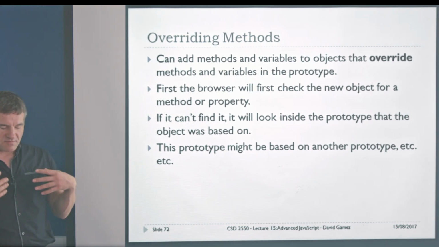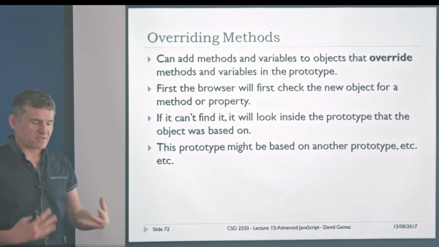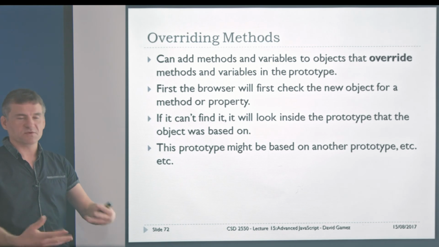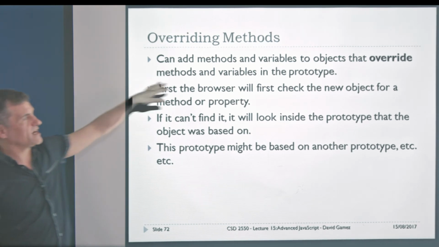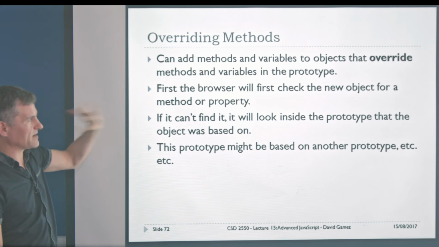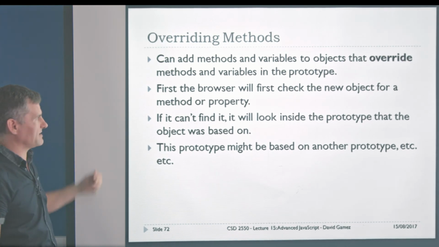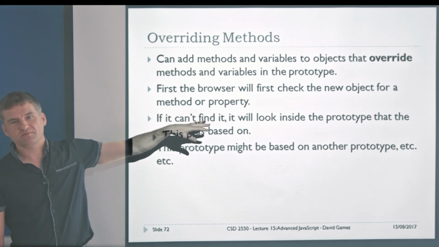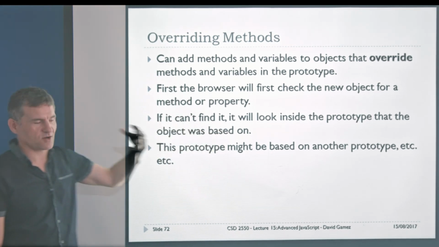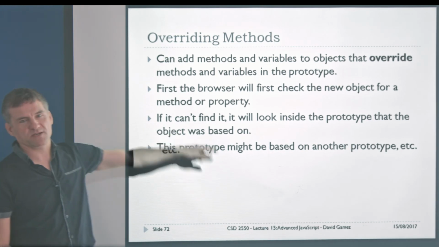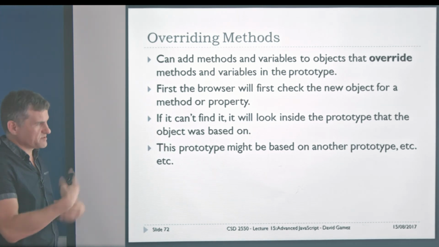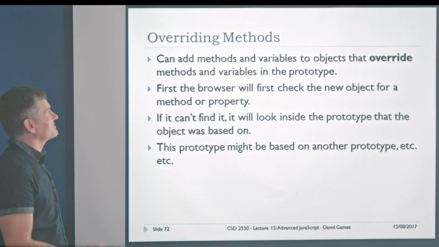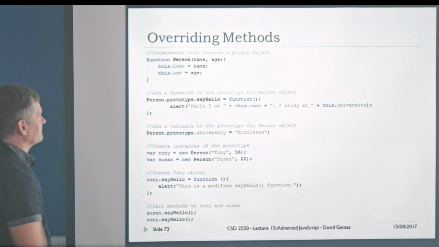Now, initially, when you add stuff to the prototype, all of the objects created with the prototype share those variables and methods. But you can override the methods and variables in the prototype. You're not bound to them forever. All the ducks don't have to wear the same hat, right? So first, the browser will check the objects that are being created for a particular method or property. If it can't find that in the object, it will look inside the prototype that the object was based on, okay? And this prototype might be based on another prototype, and you can get into some mind-mangling chains of inheritance, but we're not going to go there.